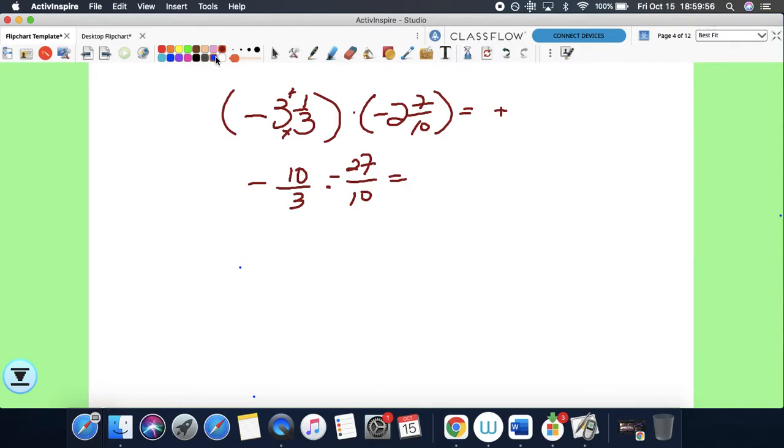Now we can do what we worked on in class, called simplify before multiplying. 10 divided by 10 gives 1 and 1. 3 and 27 can be simplified: divide both of them by 3. 3 divided by 3 is 1, 27 divided by 3 is 9. We're left with a whole lot of 1s and one little 9. 1 times 9 is 9. At the bottom, 1 times 1 is 1. A negative times a negative is a positive, and that just becomes 9.